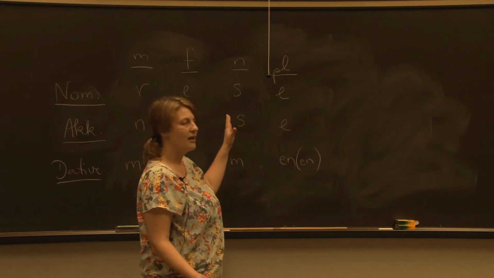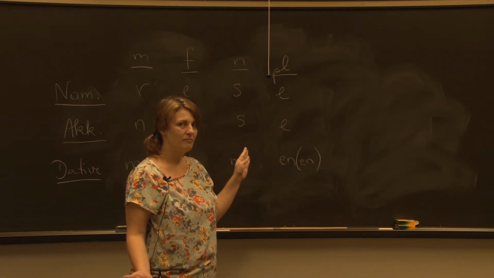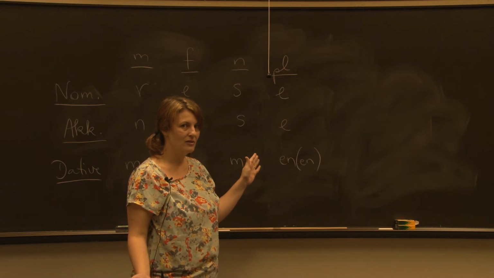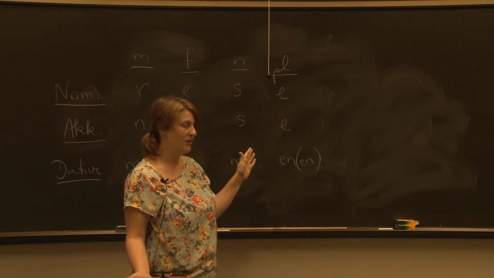What kind of preposition is aus? Think about it. Aus is a dative preposition.